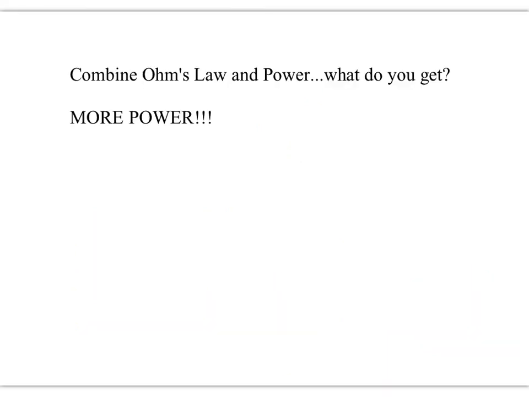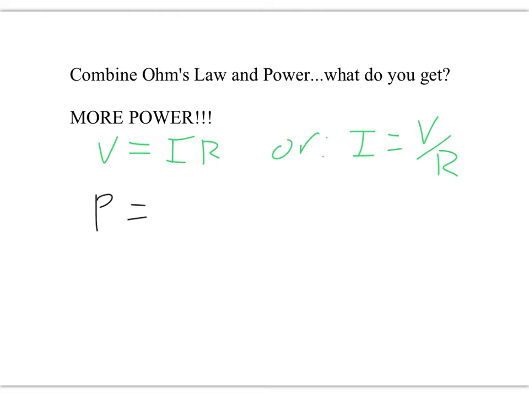In terms of the power equation, I have a few more tricks I can do here if I combine Ohm's law and the power equation. Ohm's law is just V equals IR, and this can also be written as I is V divided by R, so I've just rearranged it. If I start with P is equal to I times V, and sub in voltage is equal to IR, look what happens. I get I, and then I sub in for voltage I times R, and I wind up with power can also be written as I squared R.